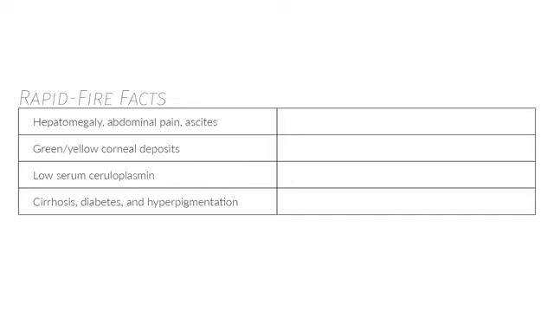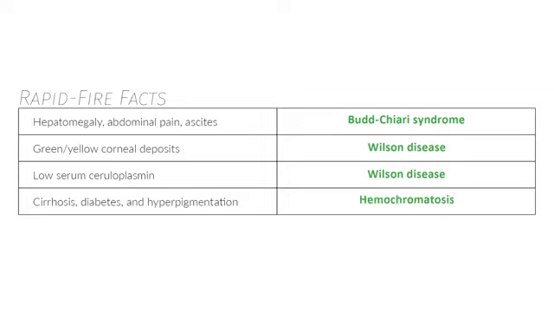Hepatomegaly, abdominal pain, ascites, Budd-Chiari syndrome. Green-yellow corneal deposits, Wilson's disease. Those are also known as Kaiser-Fleischer rings. Low ceruloplasmin, that's Wilson's disease. Cirrhosis, diabetes, and hyperpigmentation, think of hemochromatosis.